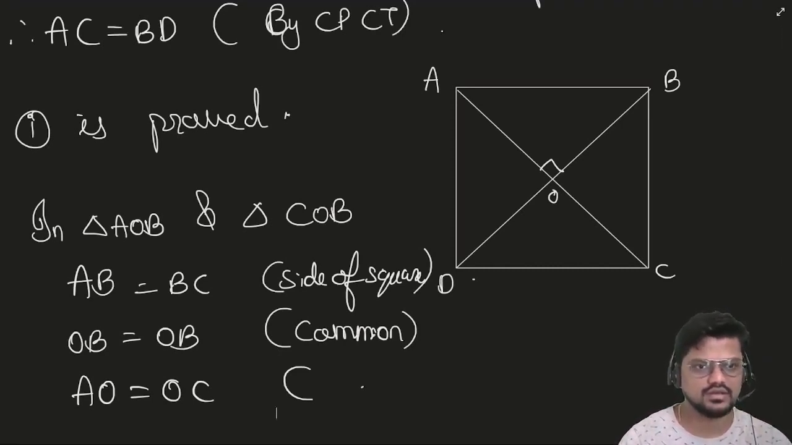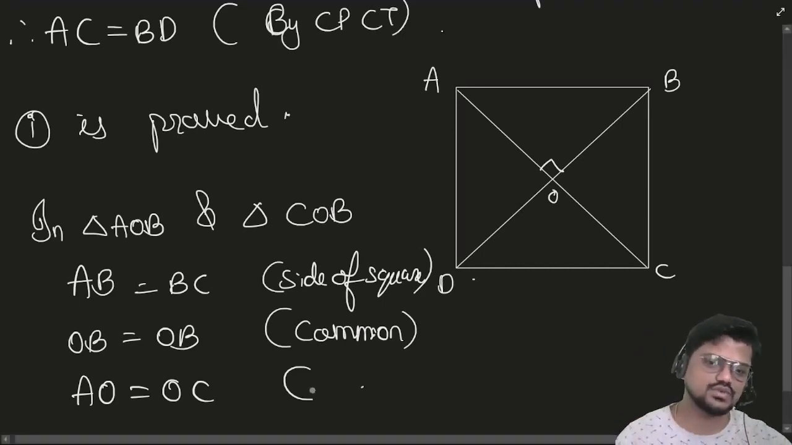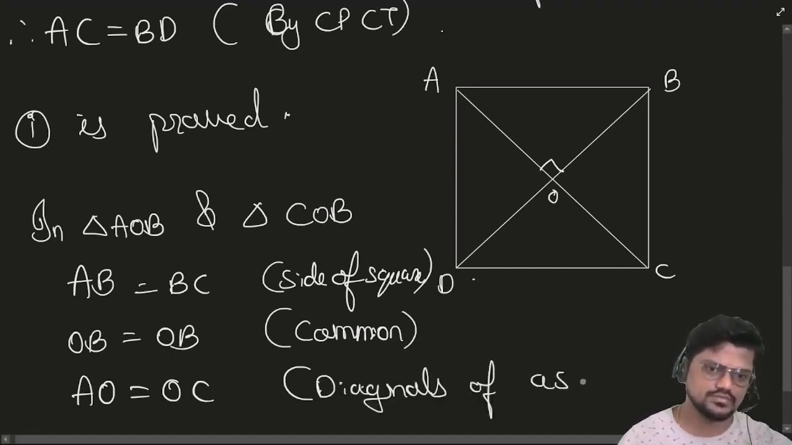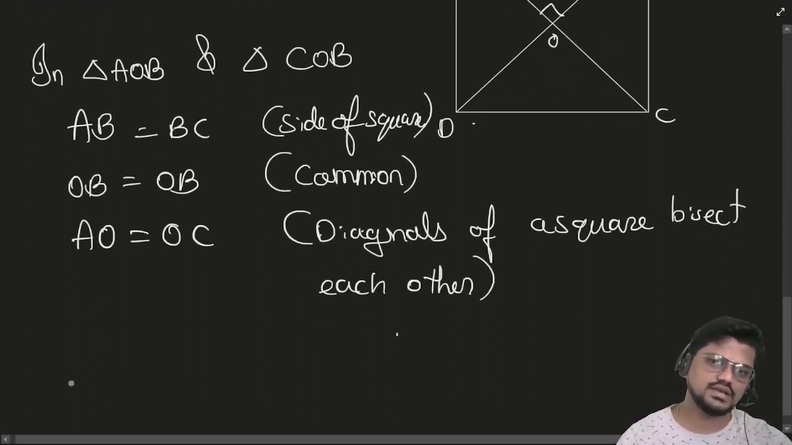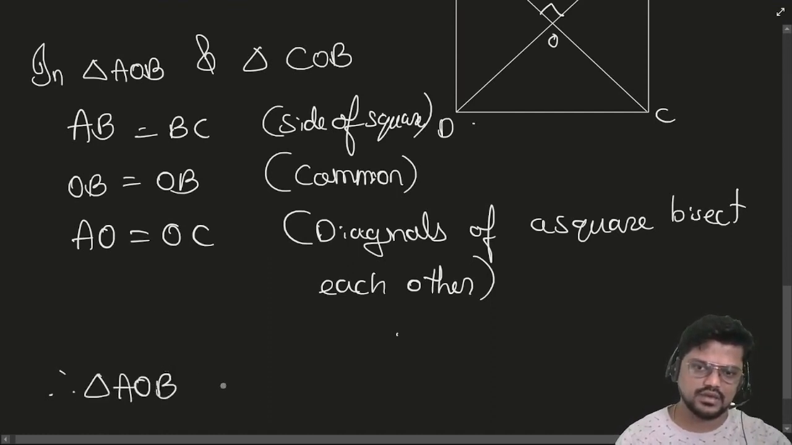So can we say angle ABO is equal to angle CBO? Yes, we can say, because in a square, diagonals are also angle bisectors. Over here, AO is equal to OC. Why? Because diagonals of a square bisect each other. Then what can we say? Therefore, triangle AOB is congruent to triangle COB.